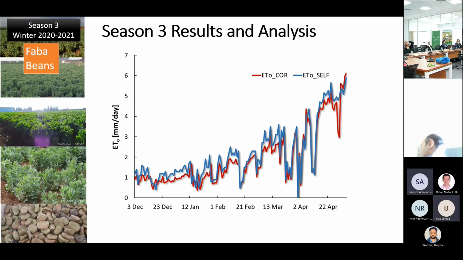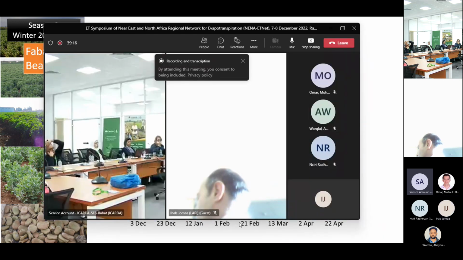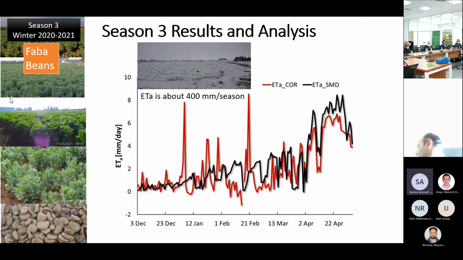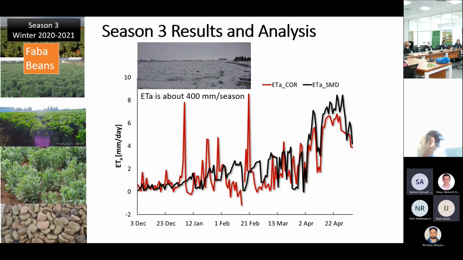And then we entered into the third season of faba beans. Also, we tested the ET node, with quite good correlation. And then the ETA also showed good correlation between ETA Cordoba and ETA calculated by field measurements. The evapotranspiration of faba beans was about 400 millimeter in the season.